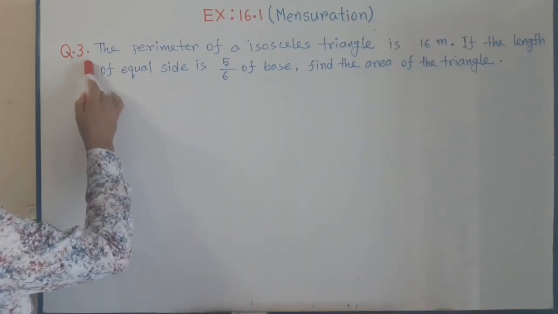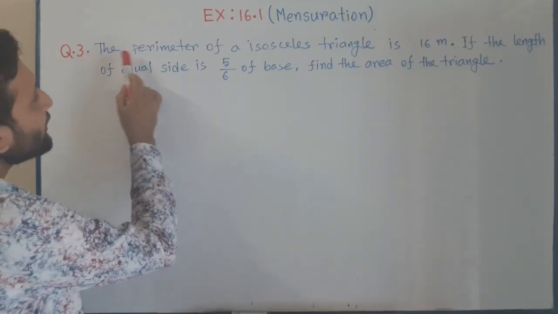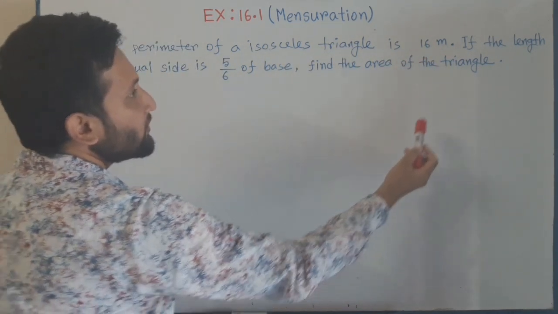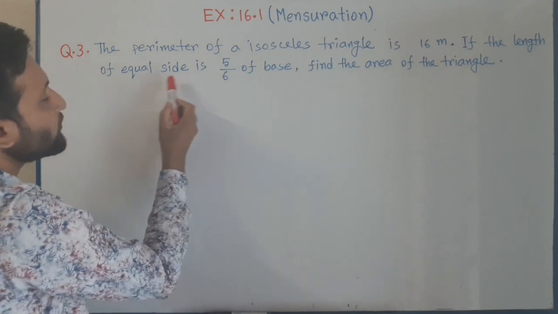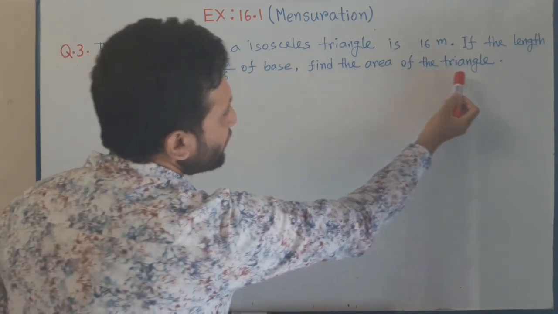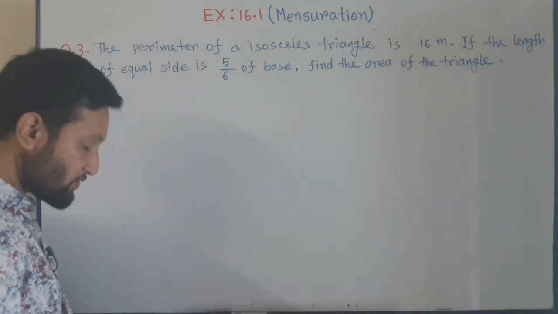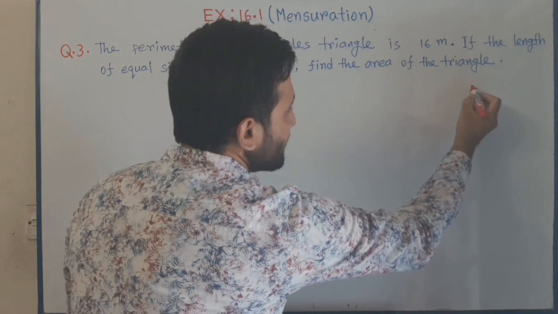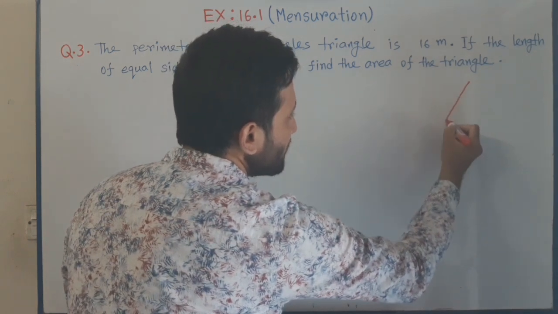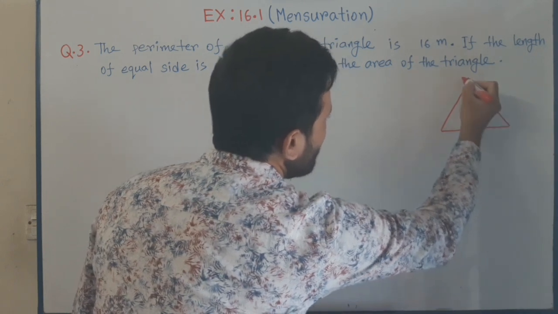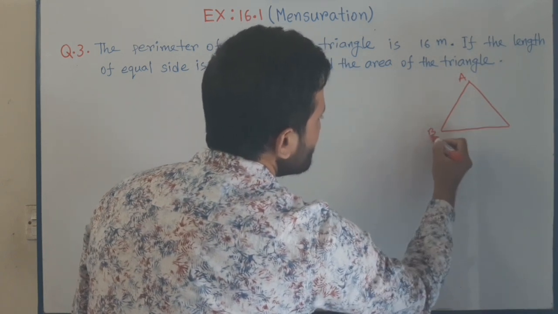Now question 3. The question is, the perimeter of an isosceles triangle is 16 meter. If the length of the equal side is 5 by 6 of the base, find the area of the triangle. Okay, so by using this question, at first draw a figure. Suppose ABC is like that. This is an isosceles triangle and mark this as ABC.